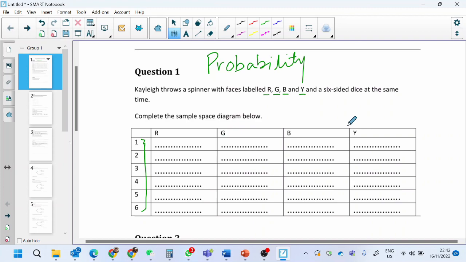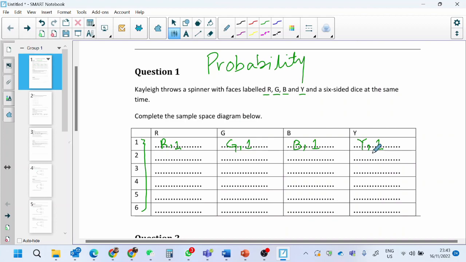If you are going to throw a die and spin a spinner, then what can be the likely outcome of combinations? On the spinner, you can get R, and on the die, you can get 1. Or another combination can be G on the spinner and 1 on the die. Or B and 1. Or Y and 1, because both of these are being done simultaneously together.